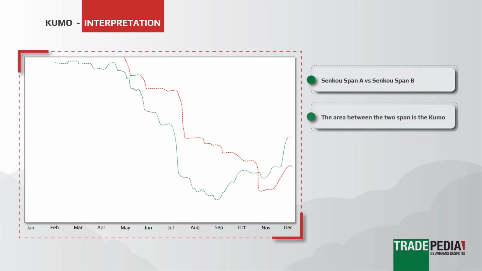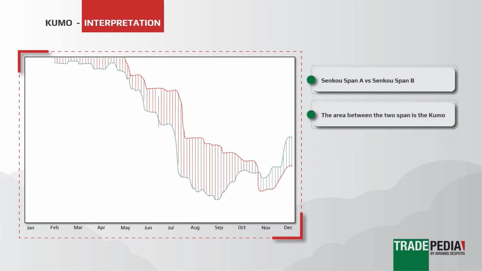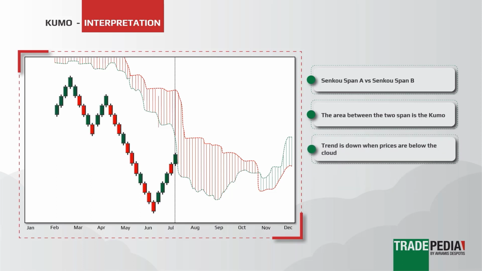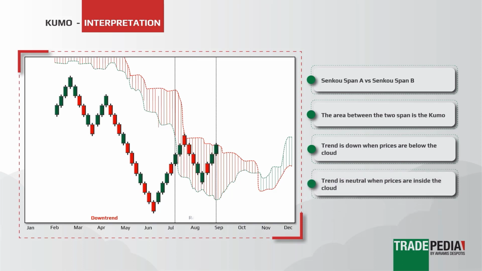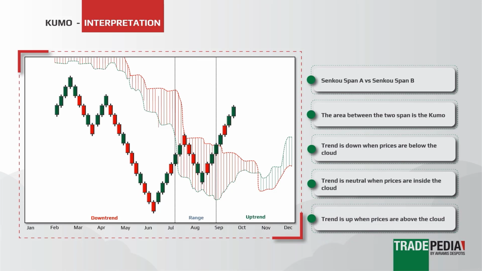The area between the two spans is the Kumo, or cloud. There are 2 ways to identify the trend using the cloud. The trend is considered down when prices are below the cloud. When prices are inside the cloud, then the trend is said to be neutral. And the trend is considered up when prices are above the cloud.